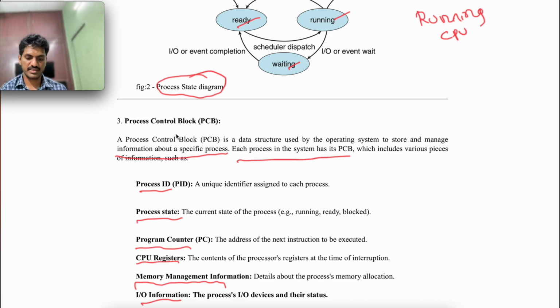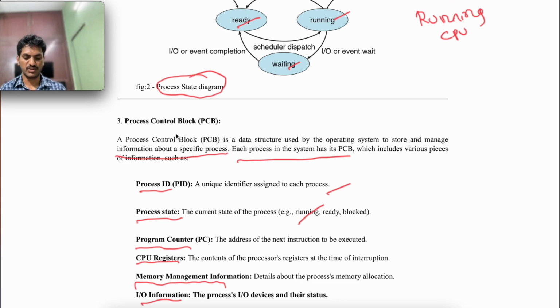Process ID means simply the ID for each process. Each process has some ID in the operating system. Process state: what is the state? There are five states, you have seen in the last question. So what is the state: whether it is in ready state or blocked state? Blocked means waiting.